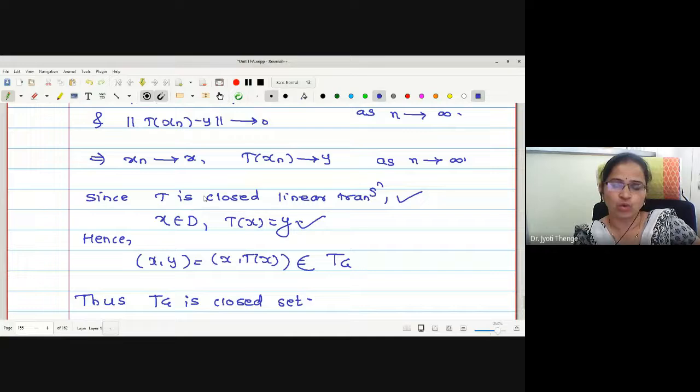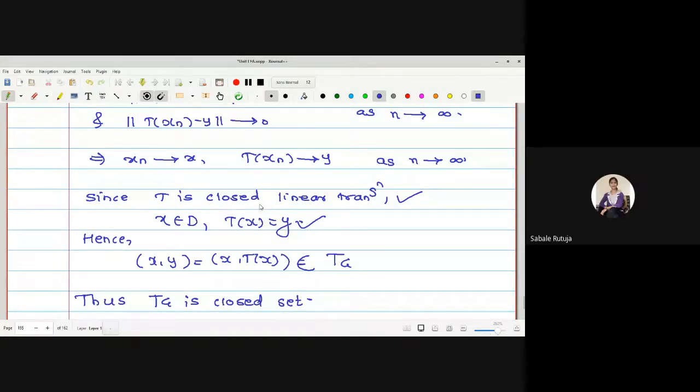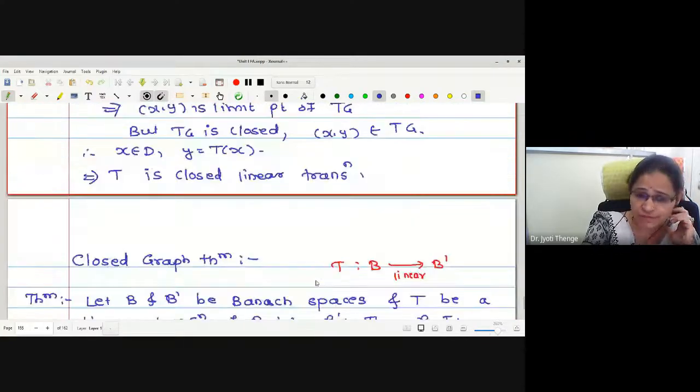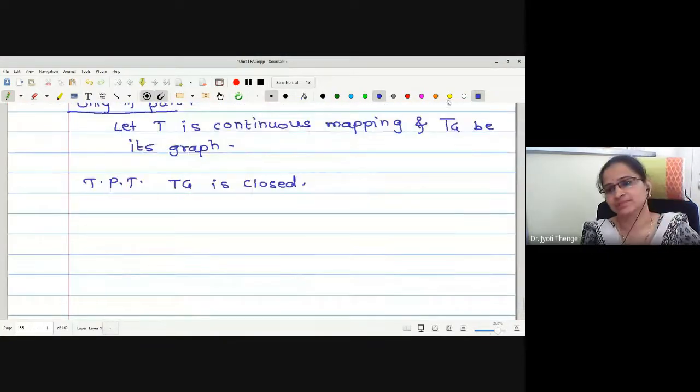By using continuity, xn tends to x, so Txn must tend to Tx. But already we have Txn tends to y. Therefore, may I say y equal to T of x. And if y is T of x, element (x, y) is written as (x, Tx), which belongs to TG, hence TG is closed. Therefore, the first part proof is very same.